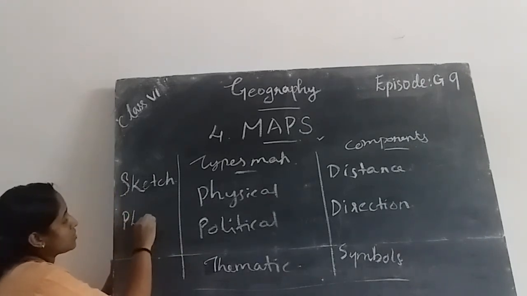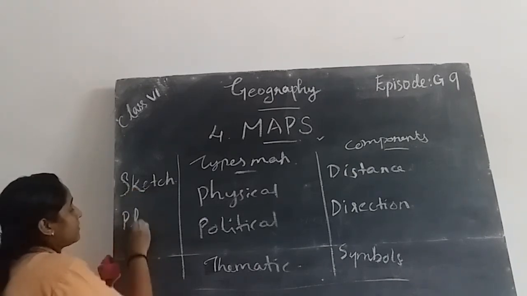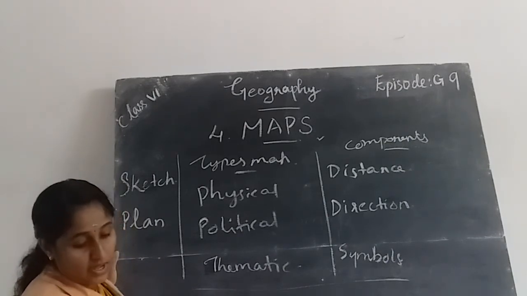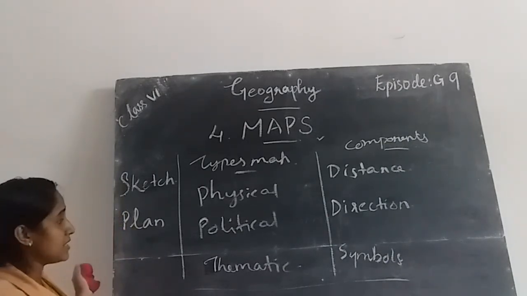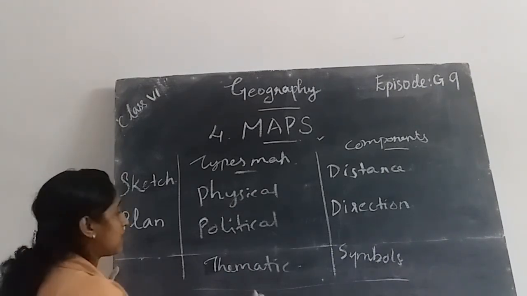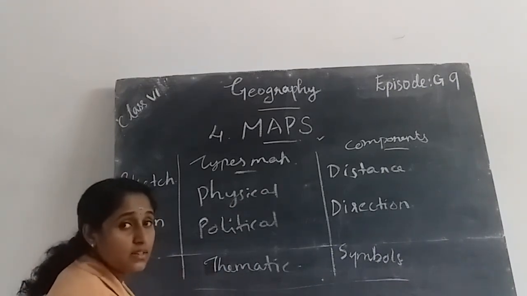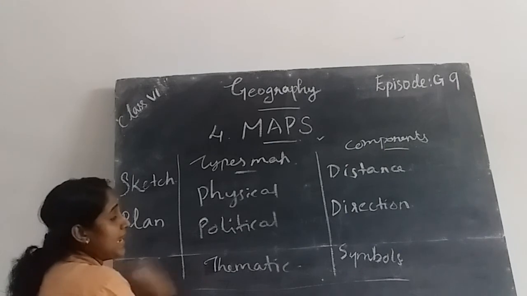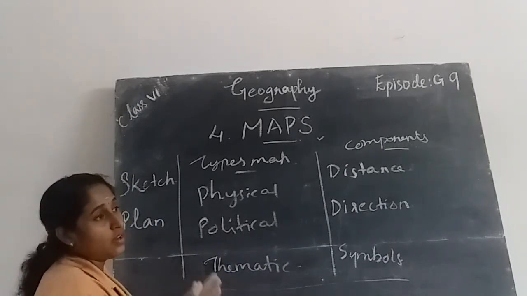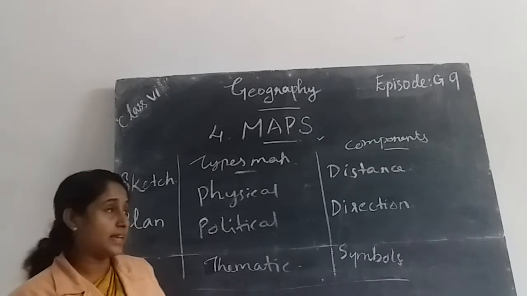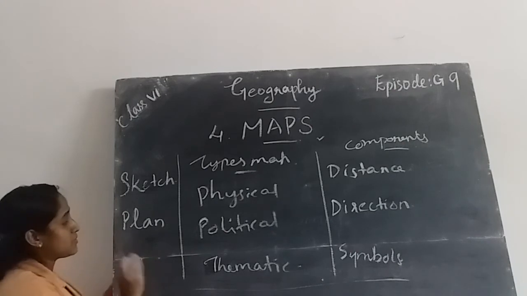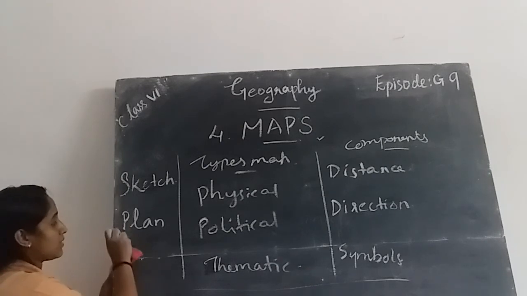Then next we discussed the plan. What do you mean by plan? A plan is a drawing of a small area on a large scale. What do you mean by large scale? In large scale we consider a small area. Large scale maps give more and more information. In a plan we use the length and breadth of a room or building. That type of details we give with plans. Those drawings are called plans.